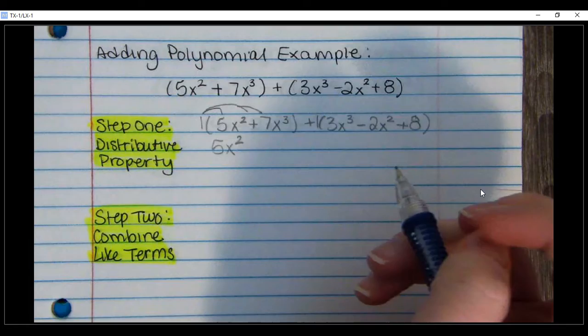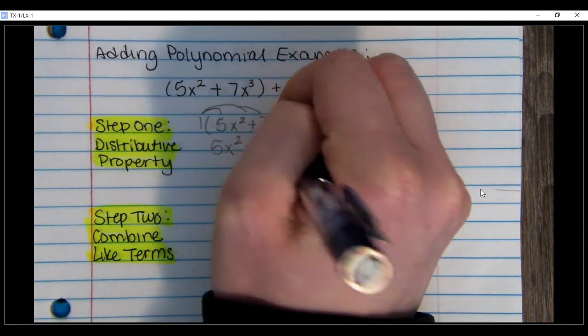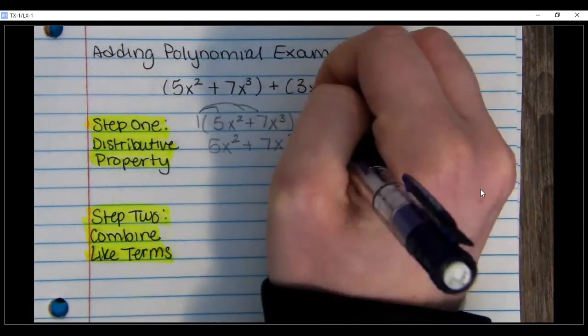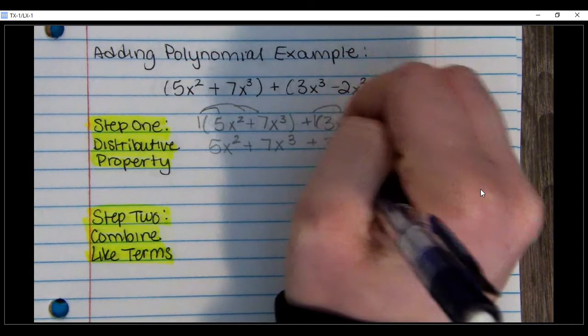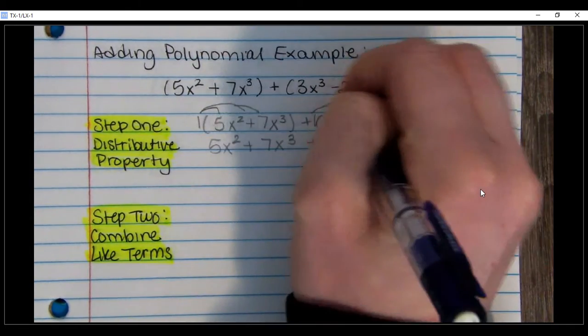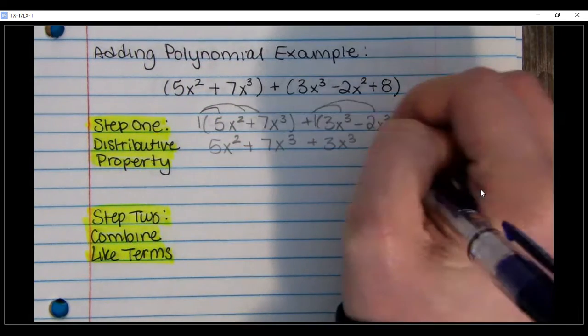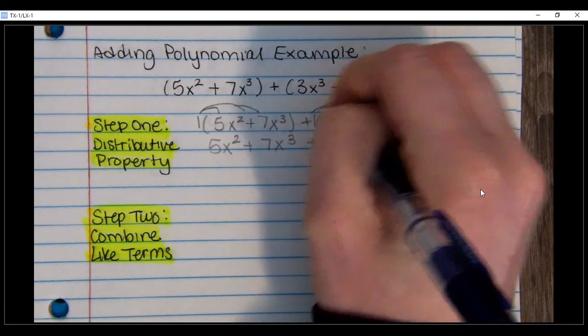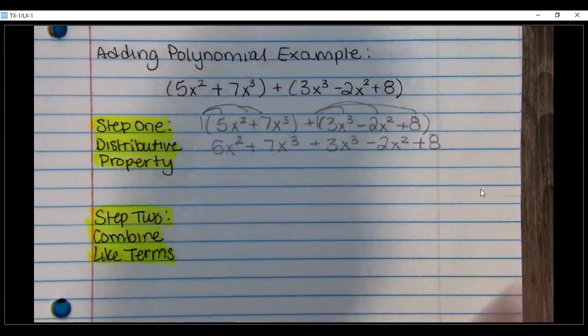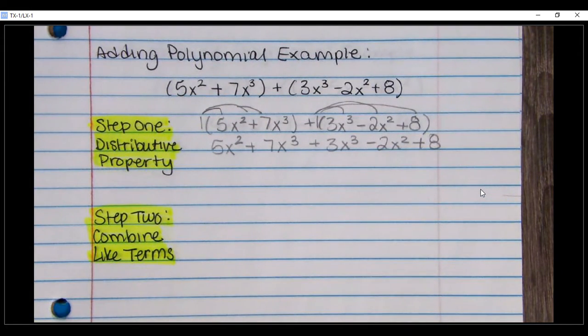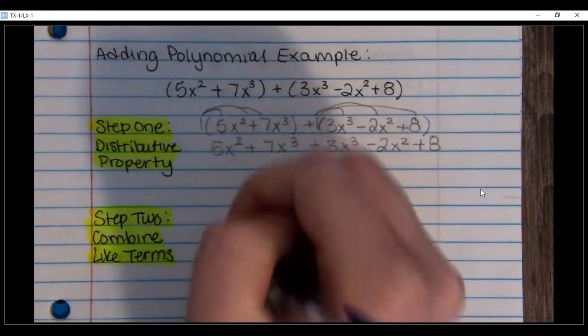1 times 7x cubed is going to be a positive 7x cubed. 1 times 3x to the 3rd is positive 3x to the 3rd. 1 times negative 2x squared is negative 2x squared. And 1 times 8 is a positive 8. So the only thing that changed after doing distributive property was that the parentheses went away. When you multiply by a positive 1, things don't change. That's why you can skip this step for addition. But I want you to get in the habit of it because when you come to subtraction, you will see how super important it is.